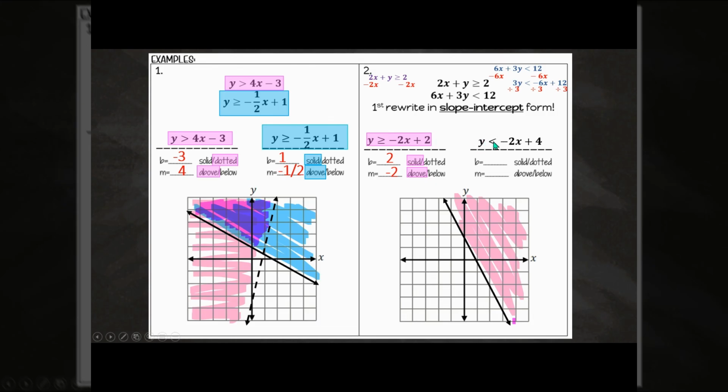Now here I have y is less than negative 2x plus 4. Notice that I have the same slope, different y-intercepts. My y-intercept is 4. Slope is negative 2. Dotted line and below. So there's my dotted line. And the area that's below that is everything right here. So the only area that it actually is shaded for both is that sliver right in between the two parallel lines. Okay, so that is the solution for number 2.